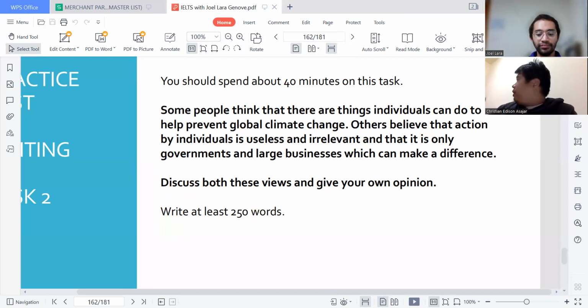Climate change refers to a long-term shift in temperature and weather patterns. This shift may be natural, but since the 1800s, human activities have been the main driver of climate change, primarily due to the burning of fossil fuels like oil, coal and gas, which produces heat-trapping gases.